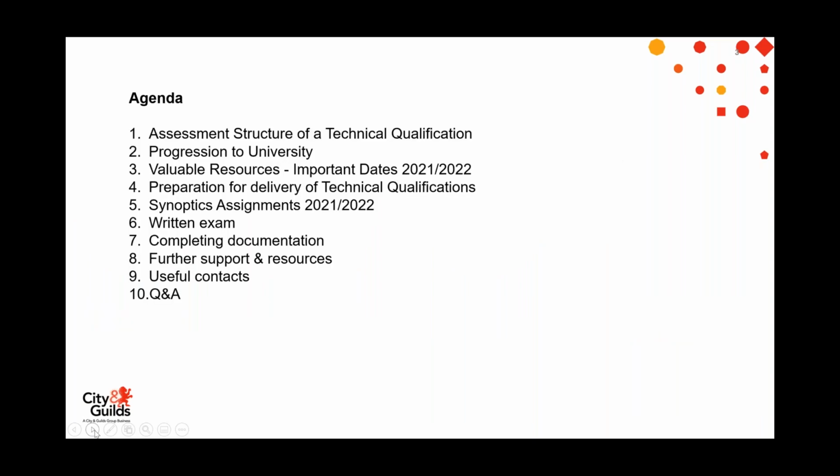Let's move on to the agenda. So we'll be looking at the assessment structure of a technical qualification, as we may have some new centres on board who want to understand the 60-40 split. Progression to university, valuable resources and important dates, preparation for delivery of the technical qualifications, this year's synoptic assignment. We'll be going over the written exam, completing documentation, further support and resources, useful contacts, and then we'll be looking at the questions that have come into the chat box.